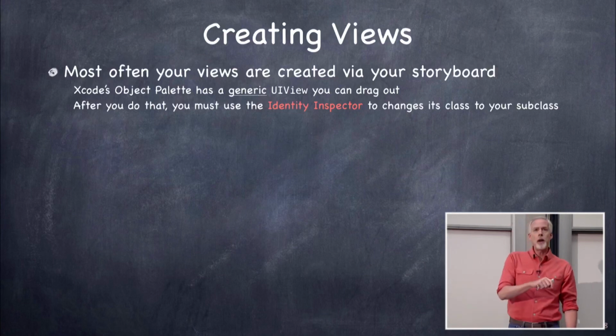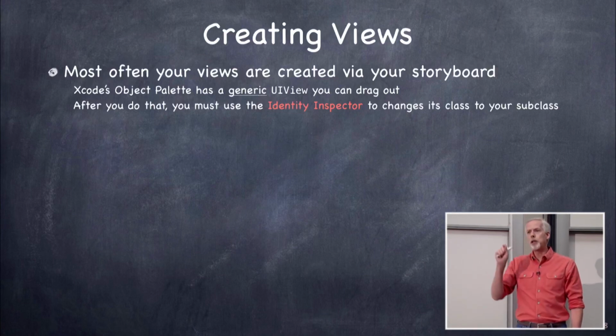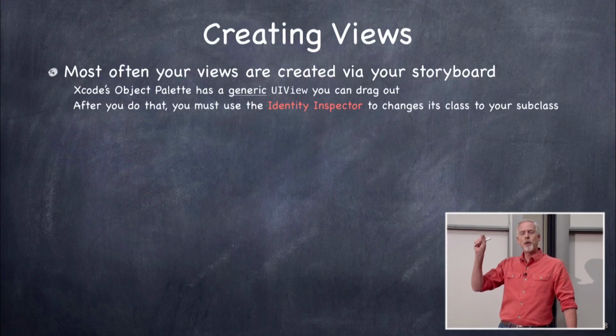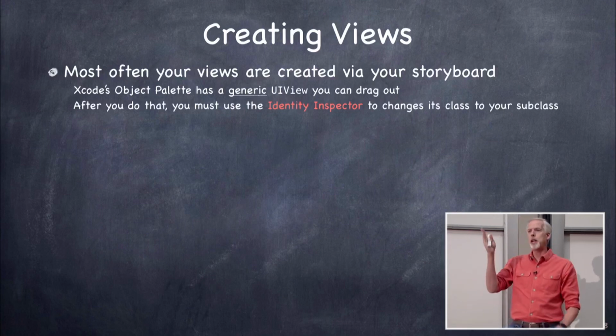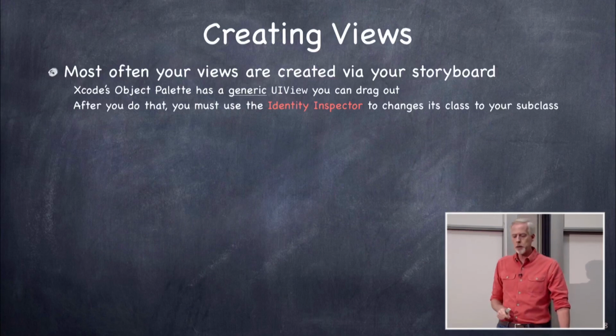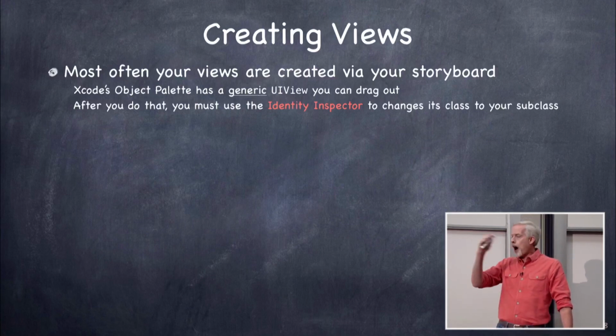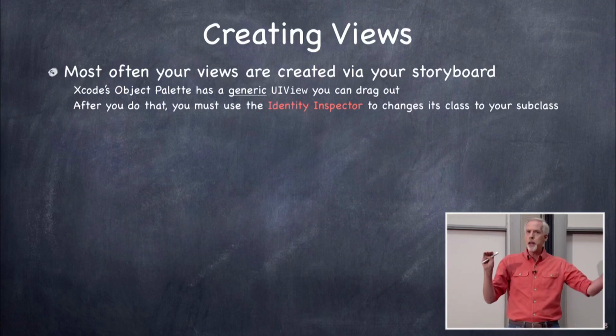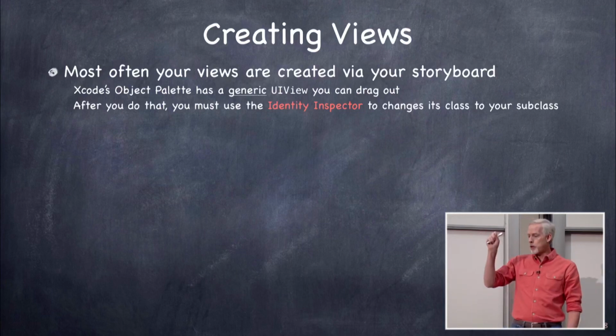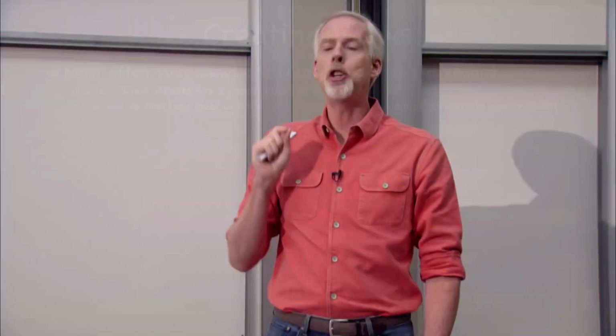You drag a generic one out, and then you're going to inspect it. But you're going to use a little different inspector in the upper right than you usually do. It's not the attributes inspector, it's the identity inspector. I think it's the tab just one to the left of the attributes inspector. And in there, the top thing is going to be the class of the thing you're inspecting. And it's going to be UIView when you first drag it out. And you're just going to change the pull down there to pick your class.